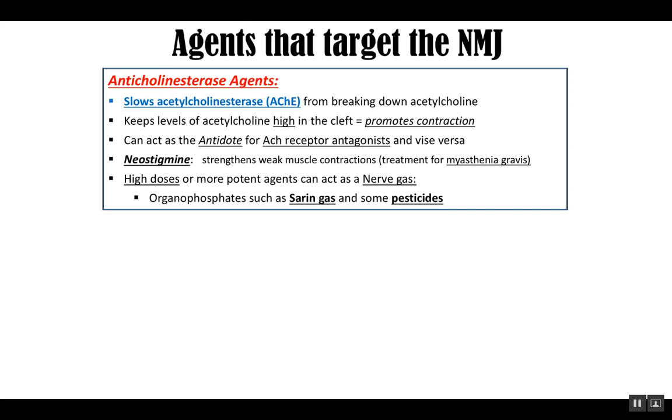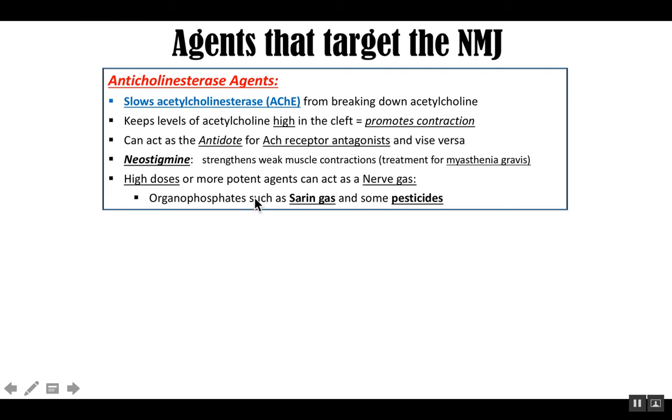So if you're ever in South America and you get shot with a blow dart gun, if you had some of these agents, you would be able to reverse that effect. And vice versa. These can actually be very dangerous agents.